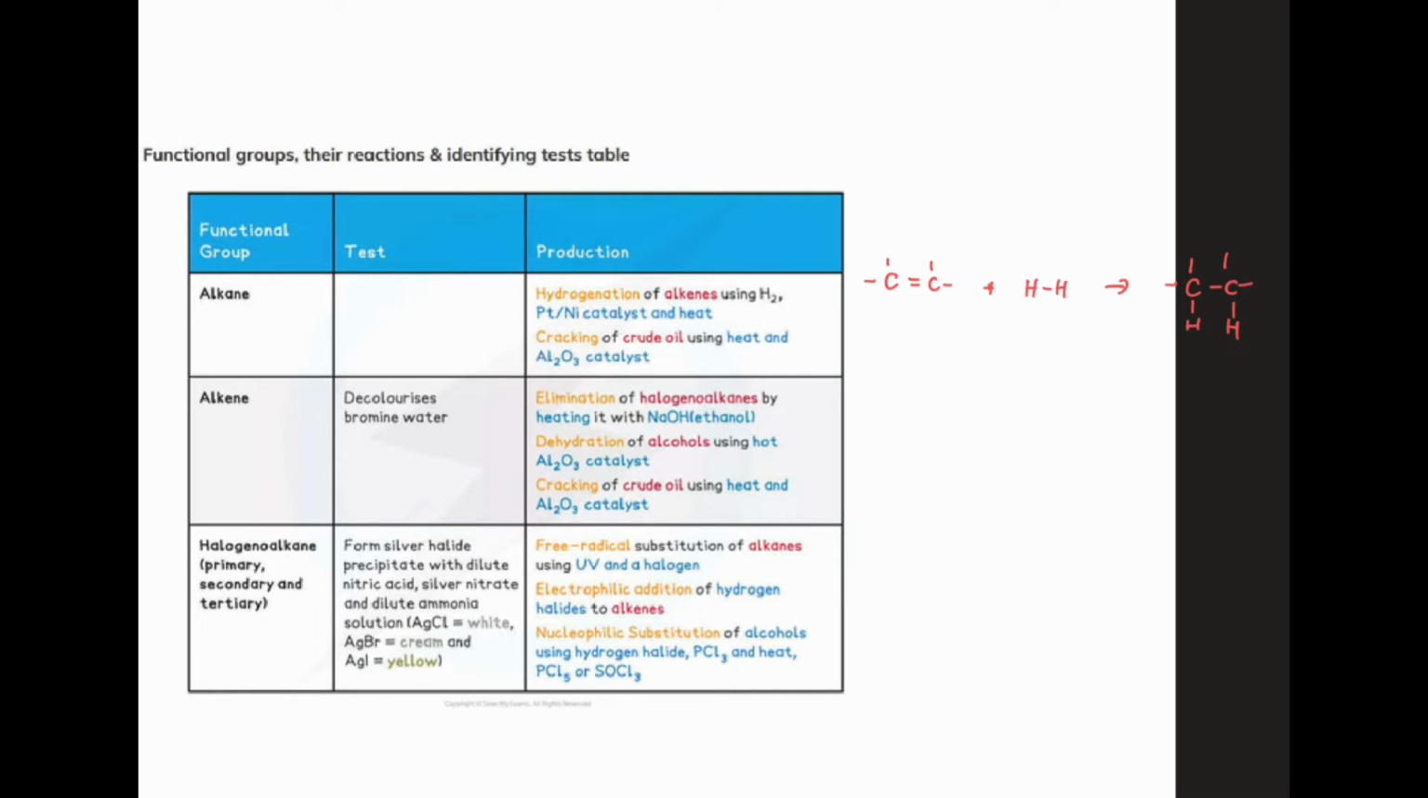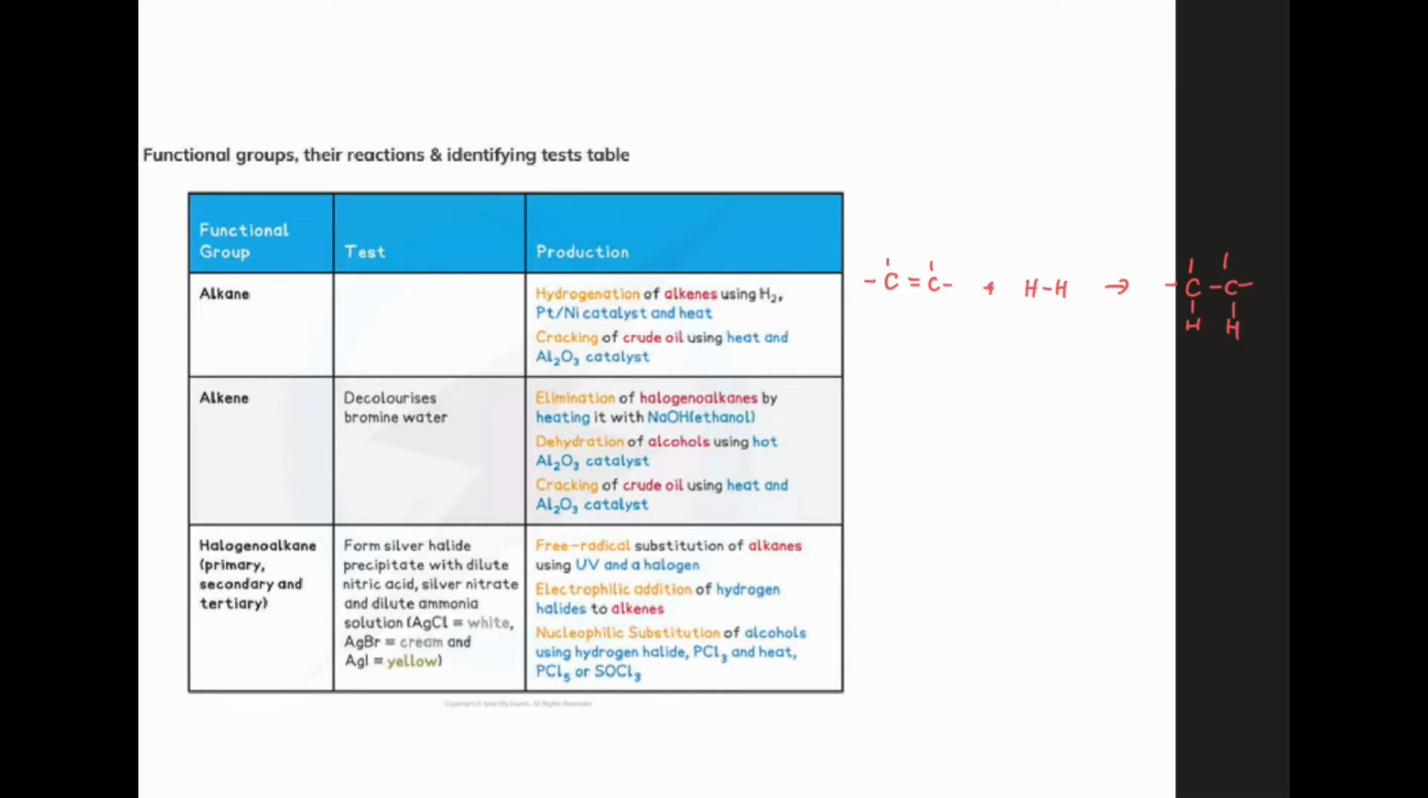Okay, now alkene. We have a test for alkene: it decolorizes bromine water. That means you add bromine water to the alkene, and the bromine water will turn from brown to colorless. So this is the test. And then the productions of alkene, let's take a look. Elimination of halogenoalkanes by heating with NaOH in ethanol.